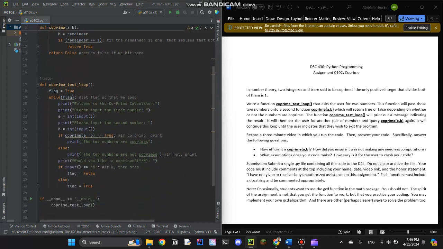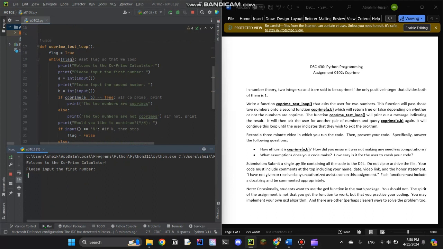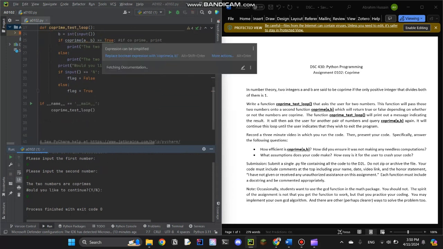And we're going to see that within the coprime test loop, where we're going to set a flag here, and while the flag is up, we're going to get the inputs as integers, and then send them through coprime. And if coprime returns true, we know that these two are coprimes. However, if not, then we're going to print that they're not coprimes, and we're going to keep doing this with a continue prompt. So let's say I do 9, I input the second number, and then it does 8, right? And it tells me that they are coprimes. Okay, would I like to continue? Let's say no, right? And it exits then. And that's how I do it.